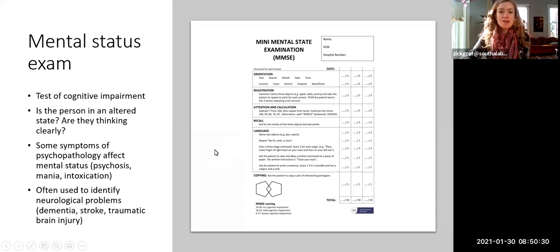The mini mental status exam can be administered by a range of medical professionals. It's often used in doctors' offices and primary care, as well as by psychologists doing standardized clinical assessments.